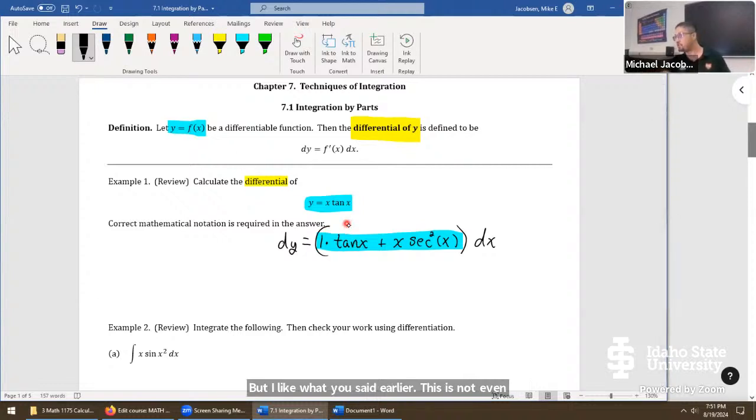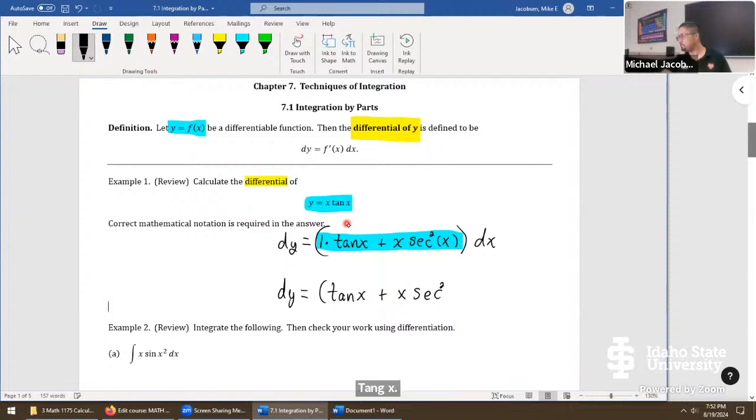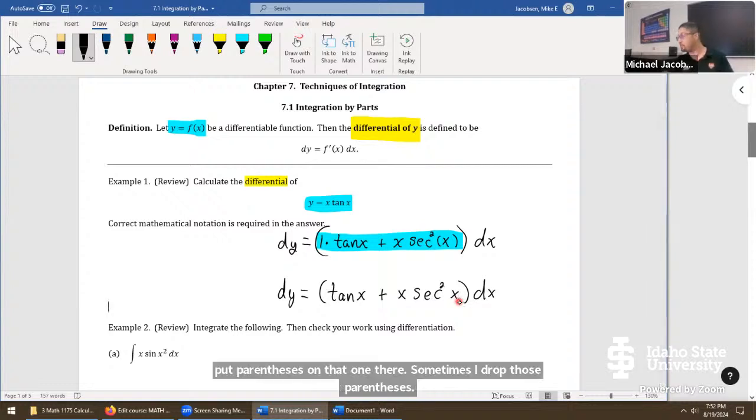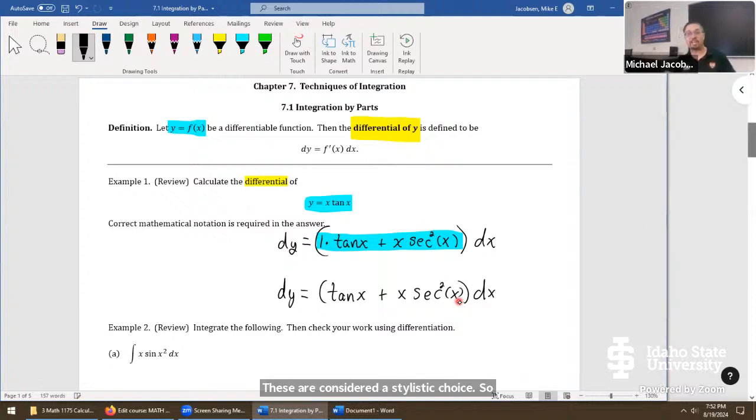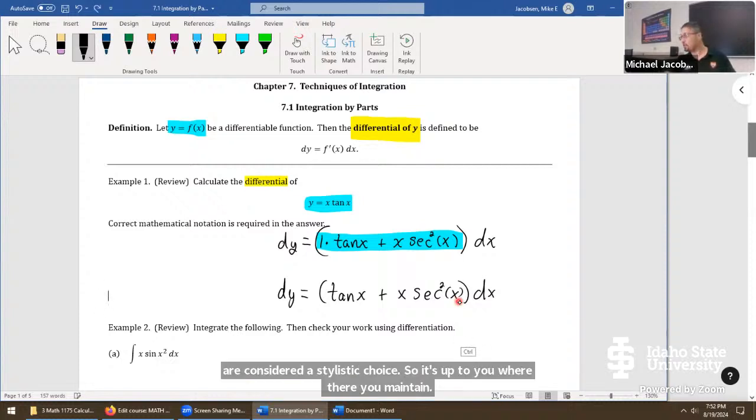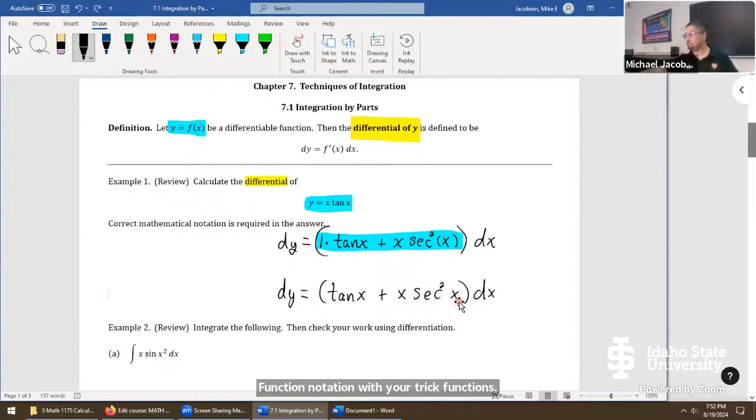So the best answer to write here is dy equals (tangent x plus x secant squared x) dx. I put parentheses on that one there. Sometimes I drop those parentheses. These are considered a stylistic choice. So it's up to you whether you maintain function notation with your trig functions or keep it left off like that. Well, any questions, folks, with computing a differential?